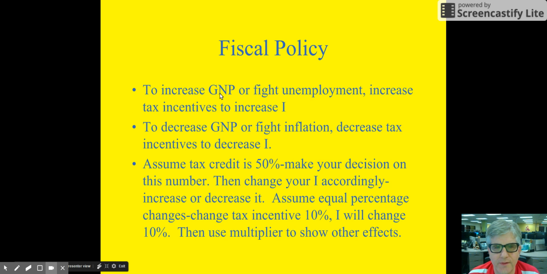To increase GDP or GNP, fight unemployment, we're going to increase tax incentives to increase I. To decrease GDP or fight inflation, we're going to decrease tax incentives to decrease I. We always assume the tax credit is 50%. Make your decision on this number, then change your I accordingly, increase or decrease it. Assume equal percentages change, so change the tax incentive 10% or change I 10%. Use the multiplier to show other effects.